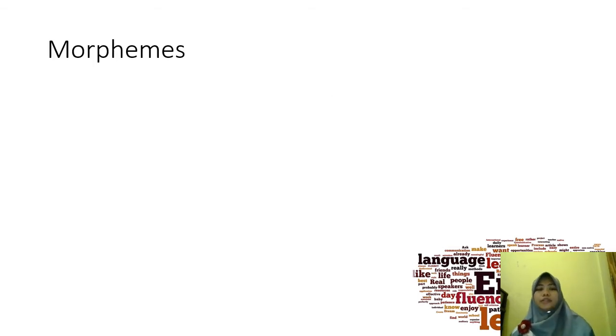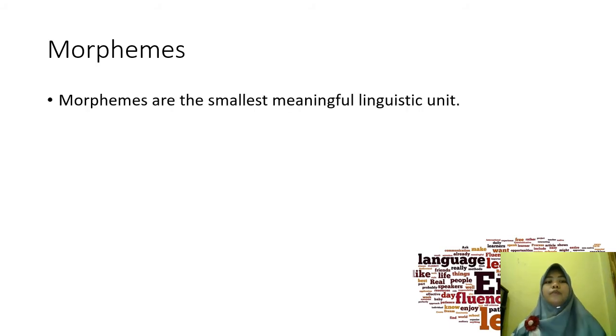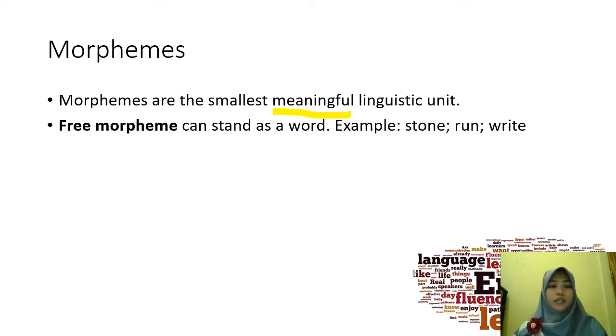Now we're going to discuss a bit about morphemes. One of our discussions in morphology is about morphemes. So morphemes are the smallest meaningful units in linguistics. This one, yeah, a meaningful linguistic unit. So it has a meaning.